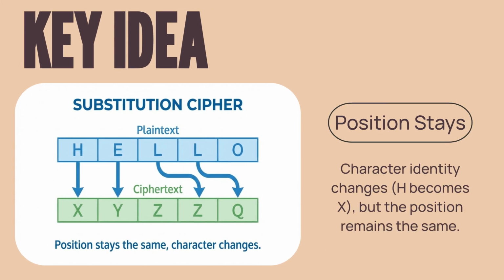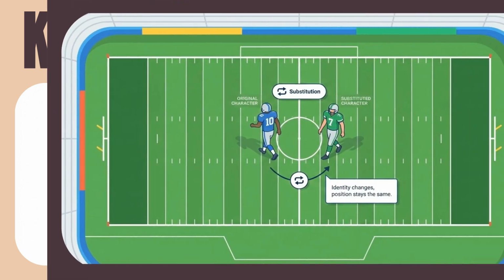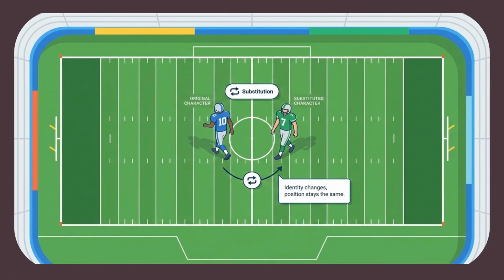The key idea here is that the identity of the character changes, but its position within the message stays exactly the same. For example, in hello, H is replaced by X, E by Y, and so on. Think of it like a substitution in a football game. Player number 10 comes off, and player number 7 goes onto the field in the exact same position. The character identity changes, but the position is constant.